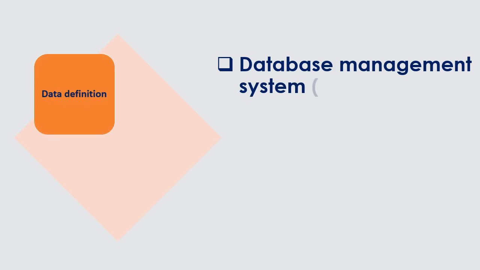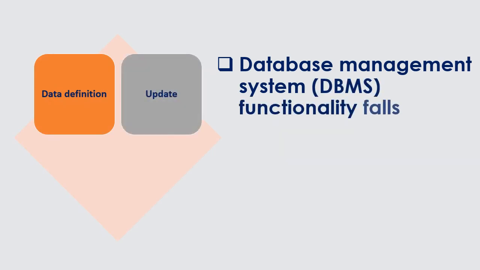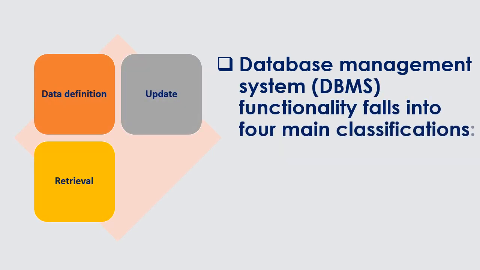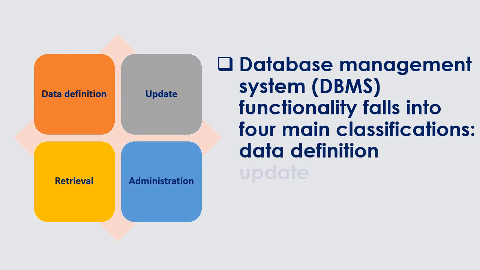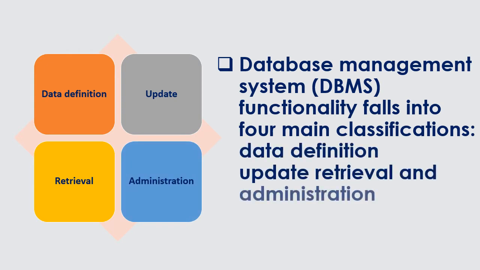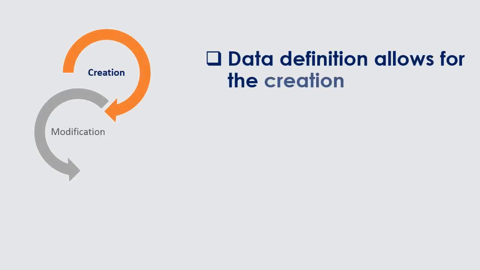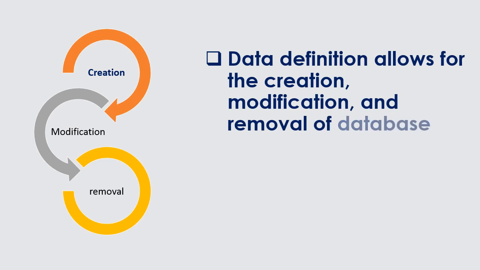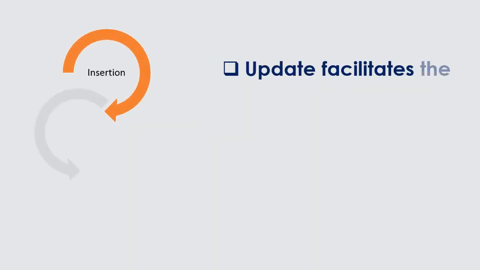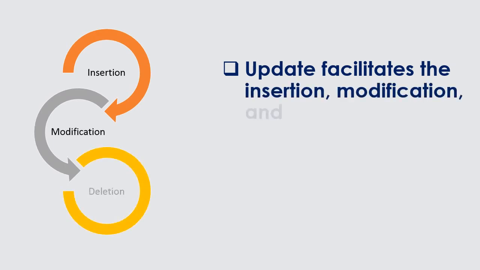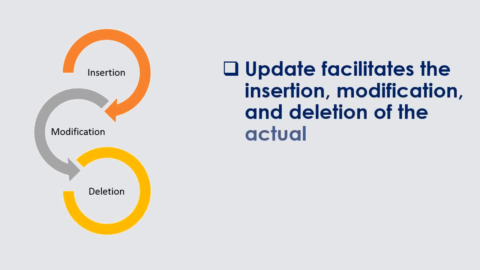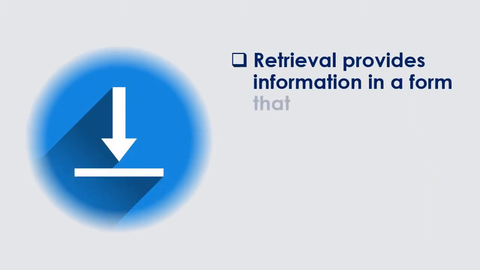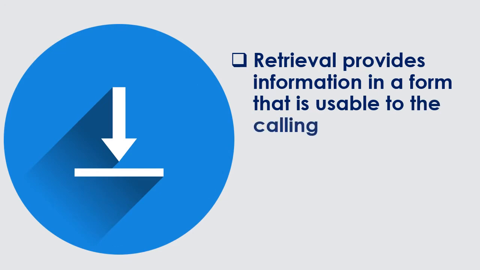Database management system functionality falls into four main classifications: data definition, update, retrieval, and administration. Data definition allows for the creation, modification, and removal of database definitions. Update facilities are the insertion, modification, and deletion of the actual data. Retrieval provides information in a form that is usable to the calling environment.